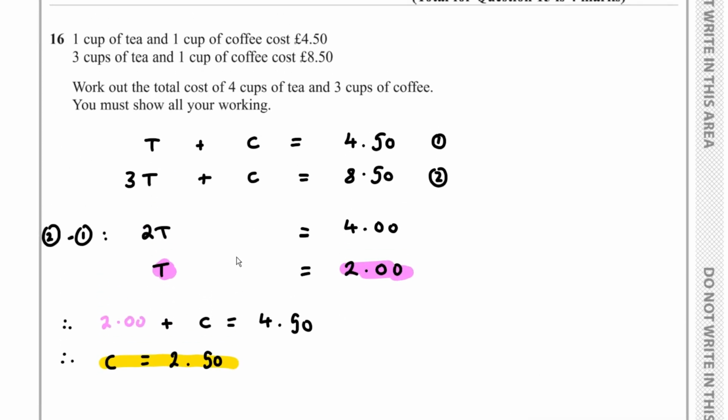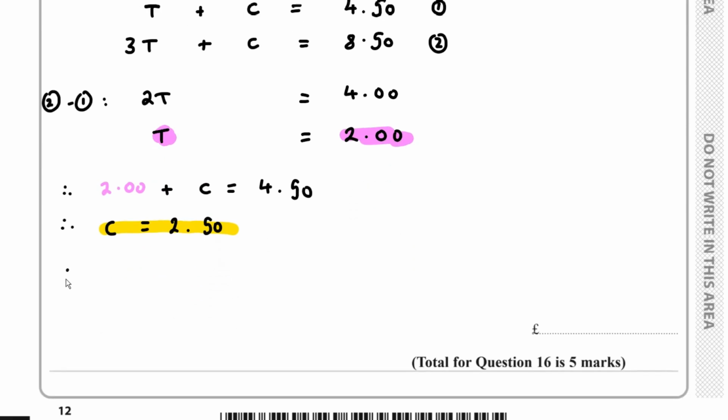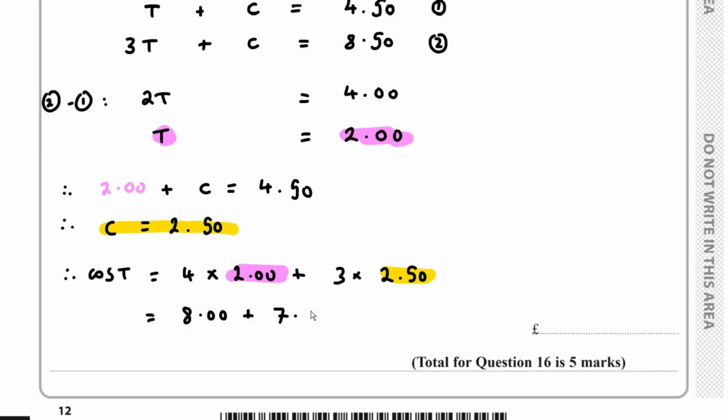So what we need to do in this question is work out 4 cups of tea and 3 cups of coffee. So therefore the cost is 4 multiplied by £2 plus 3 multiplied by £2.50. So I've got 8 plus 7.50, which is 15.50.